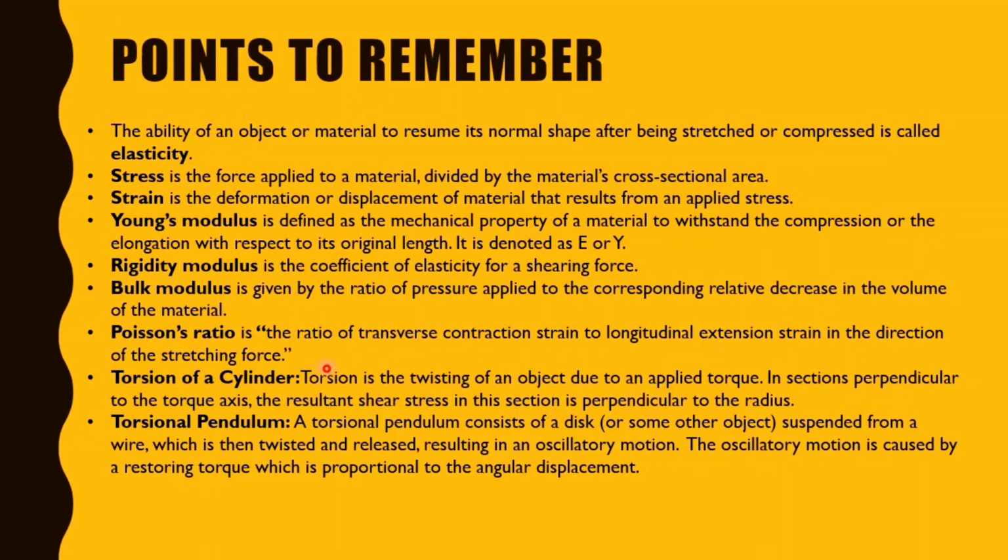Now the last thing is the torsional pendulum. A torsional pendulum consists of a disc which is suspended from a wire, which is then twisted and released, resulting in an oscillatory motion. From torsional you can get that a twist is given to the object due to the applied torque, and pendulum means that it will oscillate. The oscillatory motion is caused by a restoring torque which is proportional to the angular displacement.